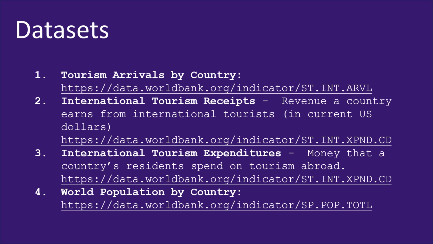And for this exercise, we found four data sets: the tourism arrivals by country, international tourism receipts, international tourism expenditures, and the world population by country, all of this at the World Bank.